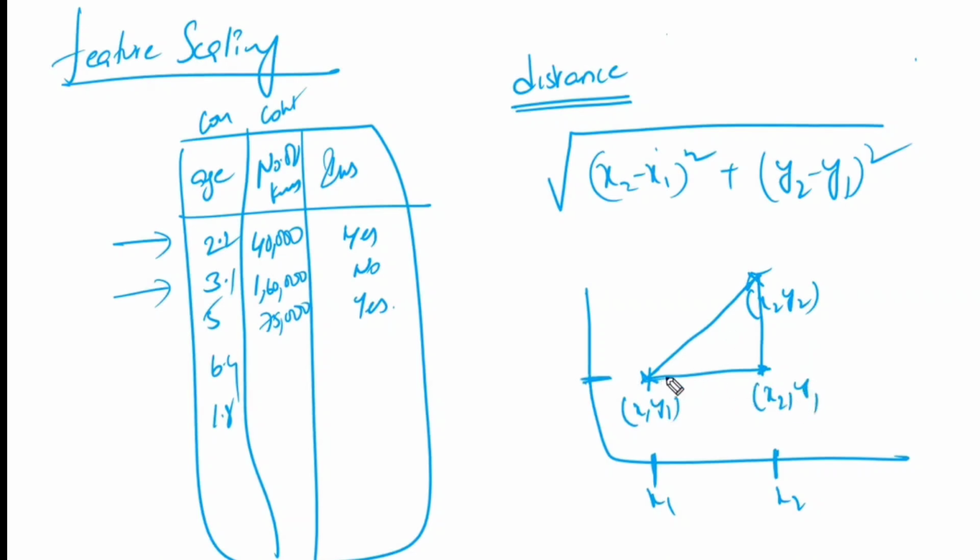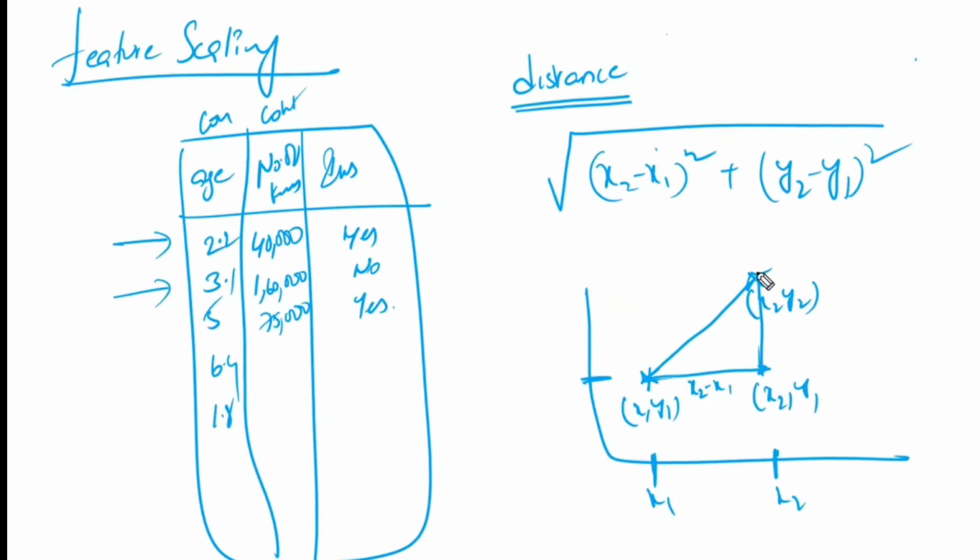Now, what is the distance between these two data points? x2 minus x1, if x2 is greater. If x1 is greater, then x1 minus x2. Choice is yours, whether you do x1 minus x2 or x2 minus x1. The minus symbol indicates only the direction, whether it is a positive or negative direction. Distance cannot be negative. There is no negative distance.